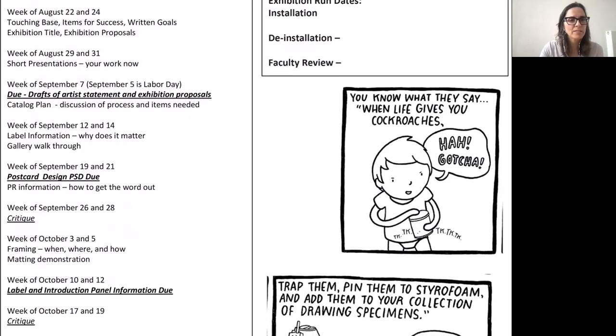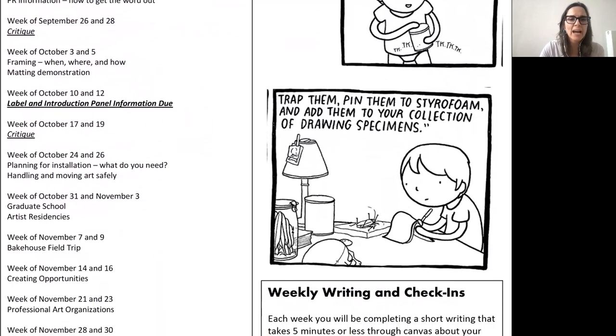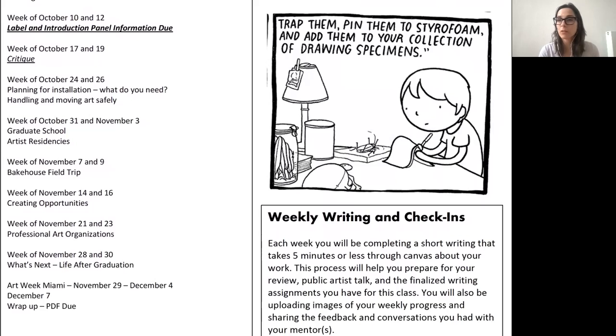Drafts of artist statements, postcards, designs, some critiques, and then things that probably will change based on when the exhibition is. I want to bring in some guest speakers to talk about graduate schools because I know some of you are interested. Artist residencies, I want us to take a field trip or two. So those things may and probably will shift around once we know when the exhibition is. So as soon as I know, you will know. And I apologize. My preference is always to know by day one so that everything kind of goes together. But unfortunately, I don't know.